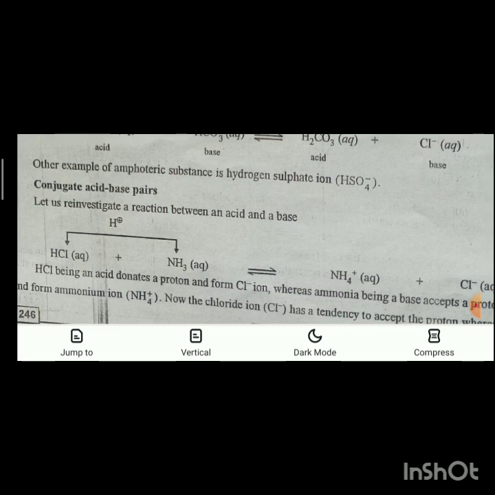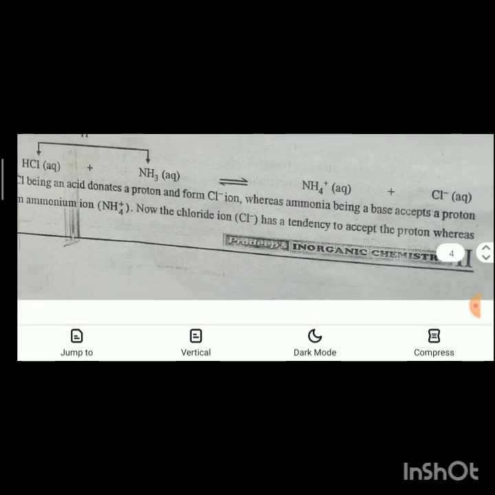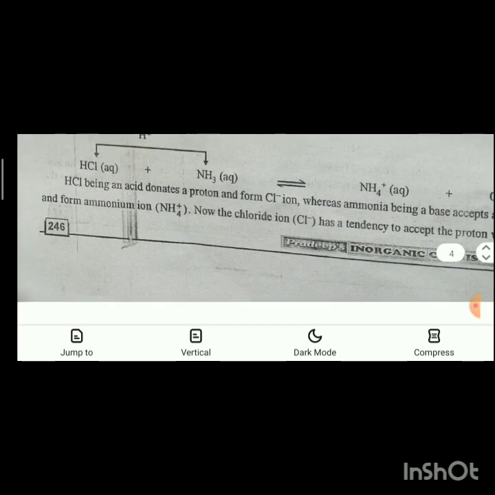Conjugate acid-base pair. Let us reinvestigate a reaction between an acid and a base. HCl plus NH3 is in equilibrium with NH4+ plus Cl-, and all are present in the aqueous state. HCl, being an acid, donates a proton and forms the Cl- ion, whereas ammonia, being a base, accepts a proton and forms the ammonium ion NH4+.